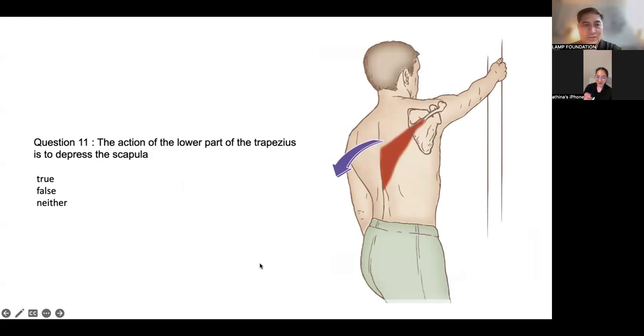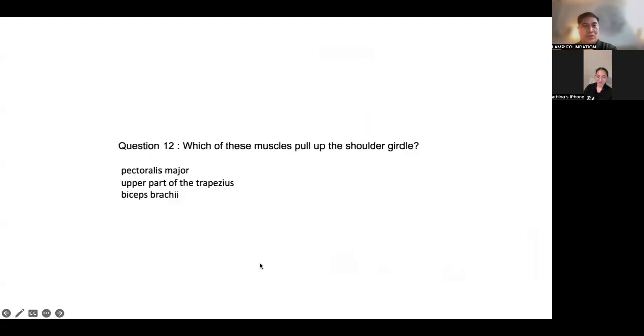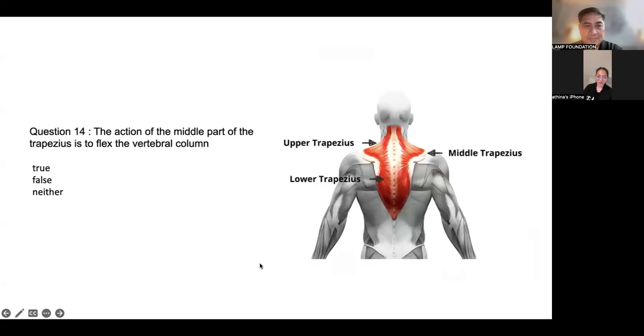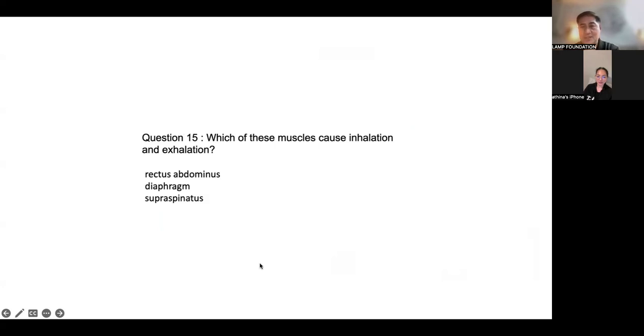True or false? That is true. Which of these muscles pull up the shoulder girdle? It's the upper part of the trapezius. The action of the upper part of the trapezius is to pull up the shoulder girdle. The action of the middle part of the trapezius is to flex the vertebral column. True or false? False. Which of these muscles cause inhalation and exhalation?